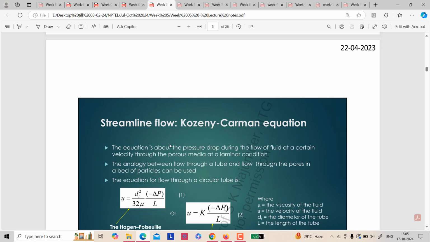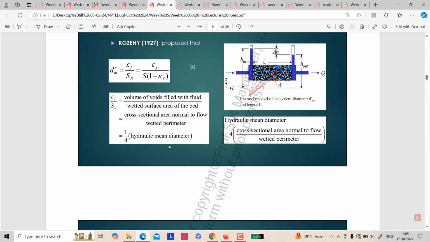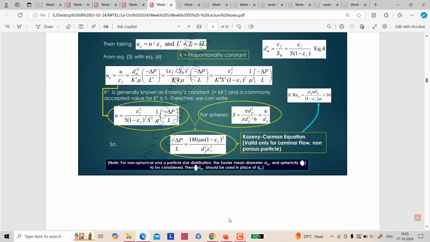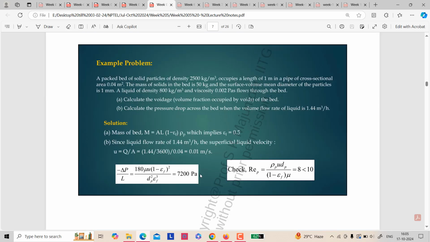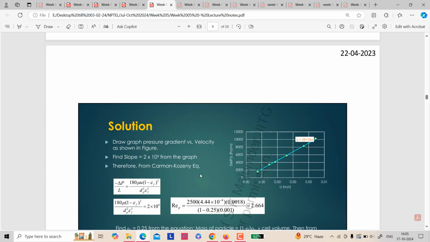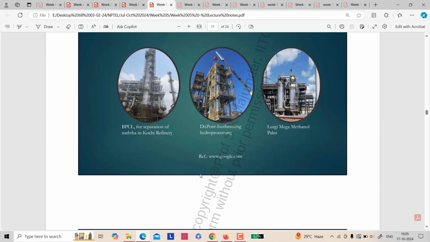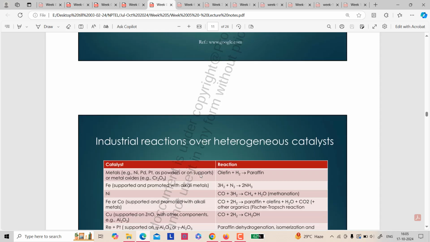Okay. So this is a huge derivation. I think I have done it in the class. You can go through that. Next comes the heterogeneous industrial reactions over heterogeneous catalysts.